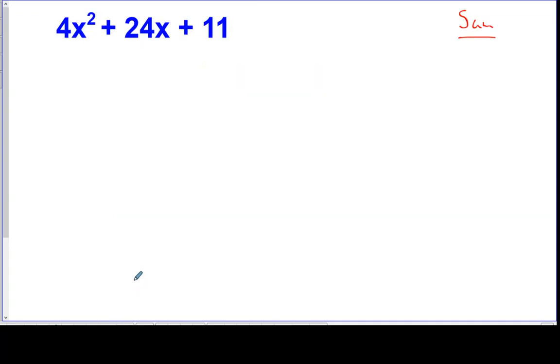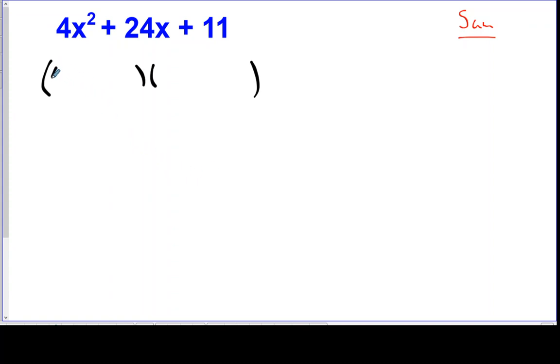Try this one. 4x squared plus 24x plus 11. What do you notice about the 4x squared? Is there only one factor of 4? You can multiply 4 times 1. You can also multiply 2 times 2. So this is where the more choices come into play.